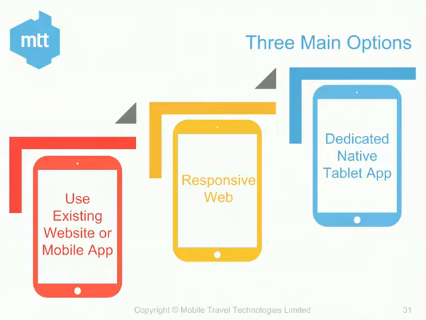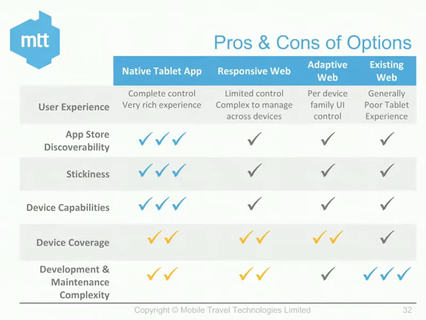Responsive web, where you produce a website that responds to the size of the tablet, and that can be responsive from mobile to tablet, or from desktop to tablet, or across all three. And that is an option. And then the option that frankly we would recommend, if you're looking at tablet and the numbers and seriously tackling this growing channel, is a dedicated native application for tablets and really going after it in a very serious way. And there are pros and cons of each of these approaches.